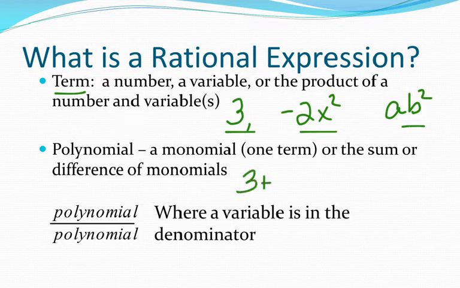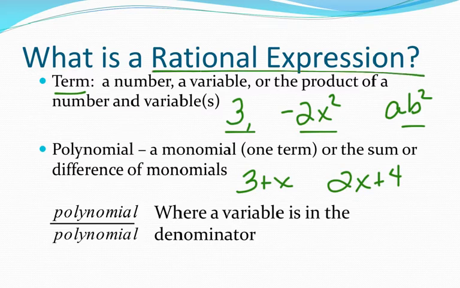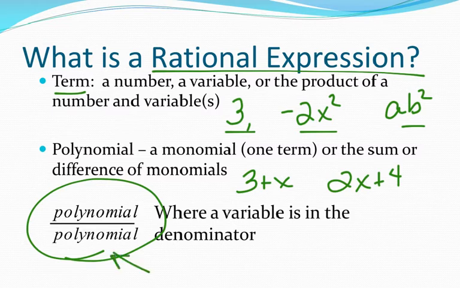So 3 plus x is a polynomial, 2x plus 4 is a polynomial. When we talk about rational expressions, usually we're talking about a polynomial divided by another polynomial where there's a variable in the denominator, and that's how you can tell that we're talking about a rational expression.